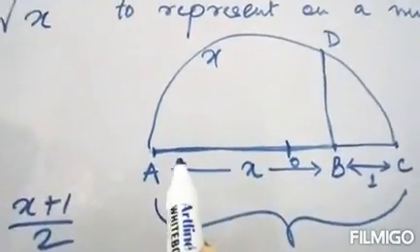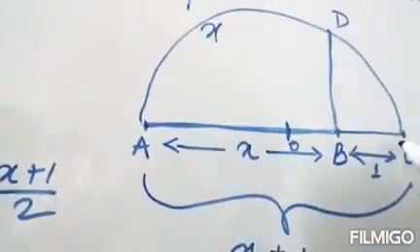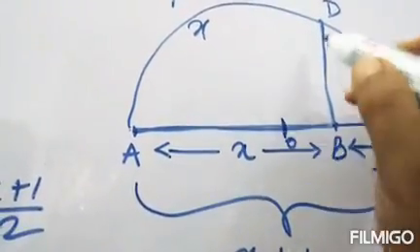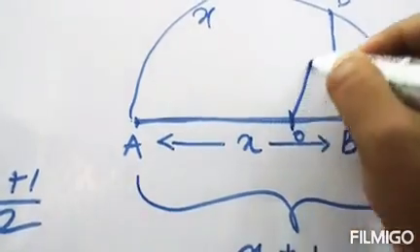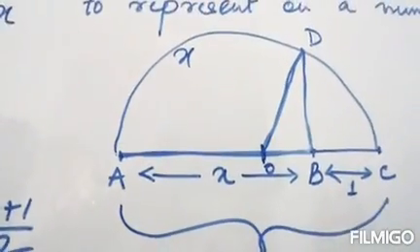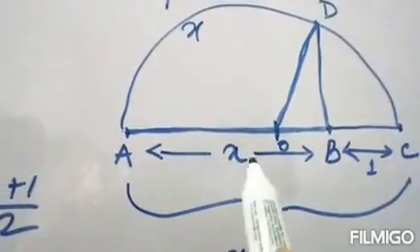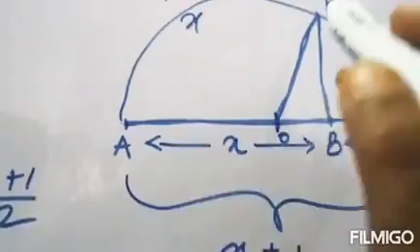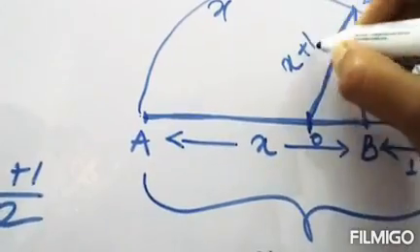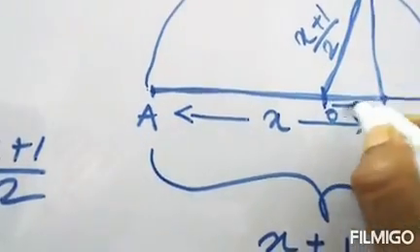Now if this is the radius, this is the arc of the circle. From O if I draw one line to D, it will be a straight line. If I draw the line O to D, then what will it be? If O is the center, then this also will be a radius. So this one will also measure (x plus 1) by 2, right?